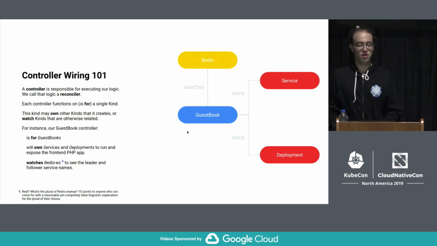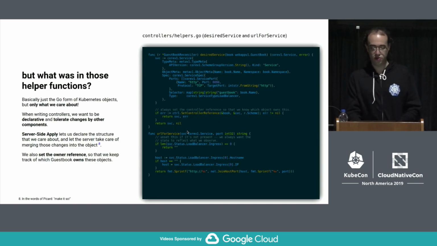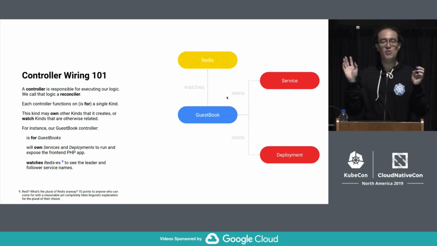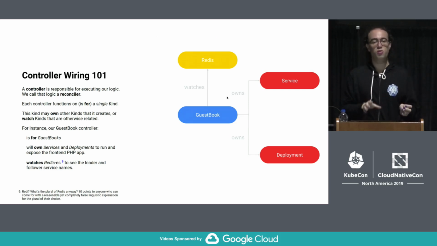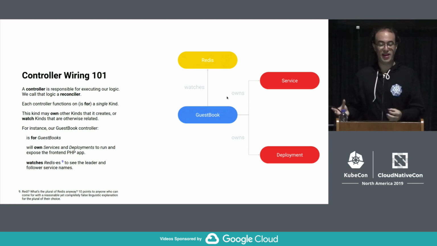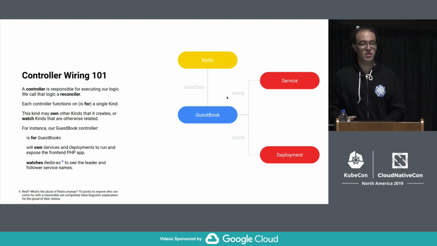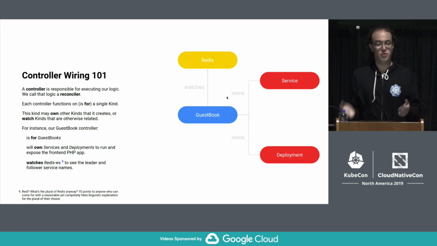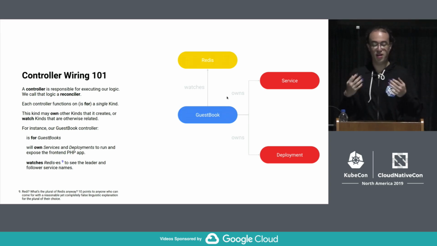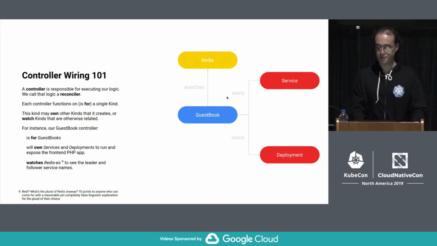So in the case of our guestbook, if we flip back a couple slides, we can see that we pull information, specifically, we actually don't have it here, hold on. We'll see in a moment. We pull information for constructing our deployment, that was just the service, from the Redis status. So we care when the Redis status changes, because if it changes service names, we need to know so we can update our deployment configuration. So we say that guestbook watches Redis.